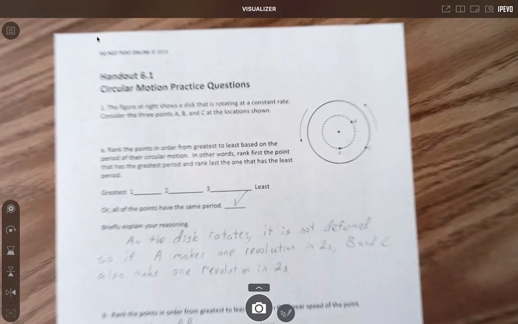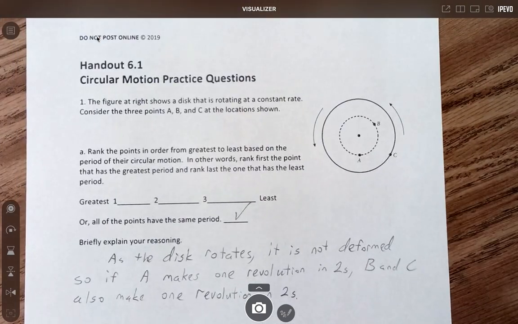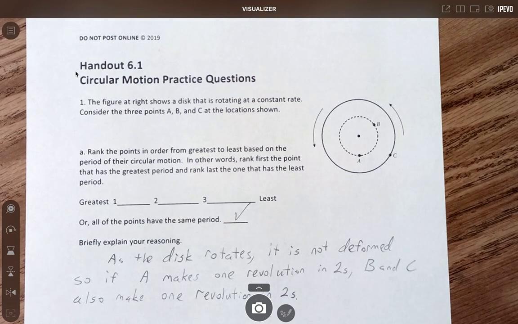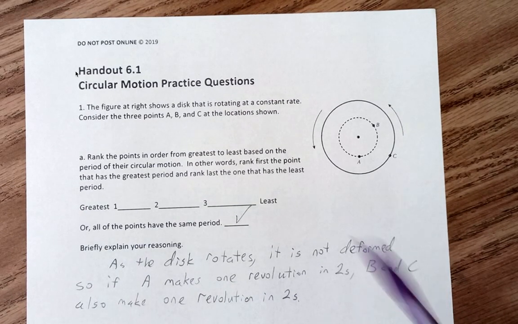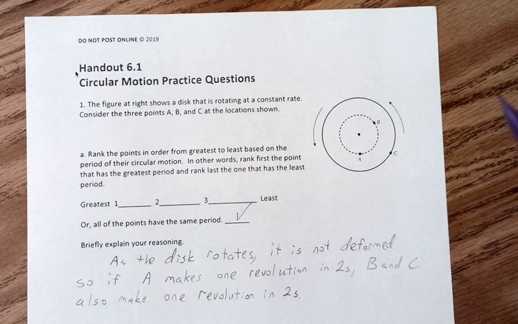Hello class. This is for the homework that we had with handout 6-1, 6-2, 6-3. On question 1, we have a disk that's rotating and we're asked to rank these in order, where we're looking for the speed on these objects. Or rather, in this first part, we're looking for the period. The period is the time it takes to go around in one complete rotation.